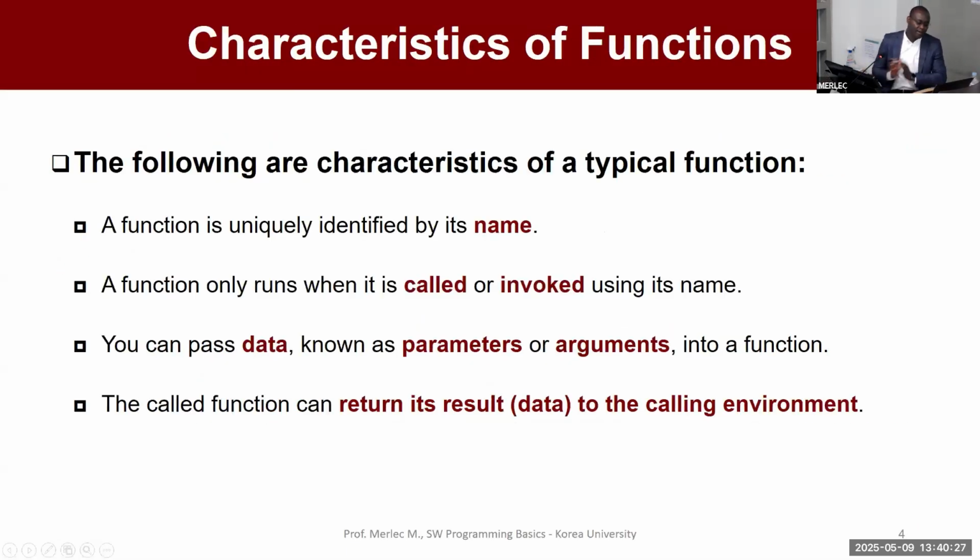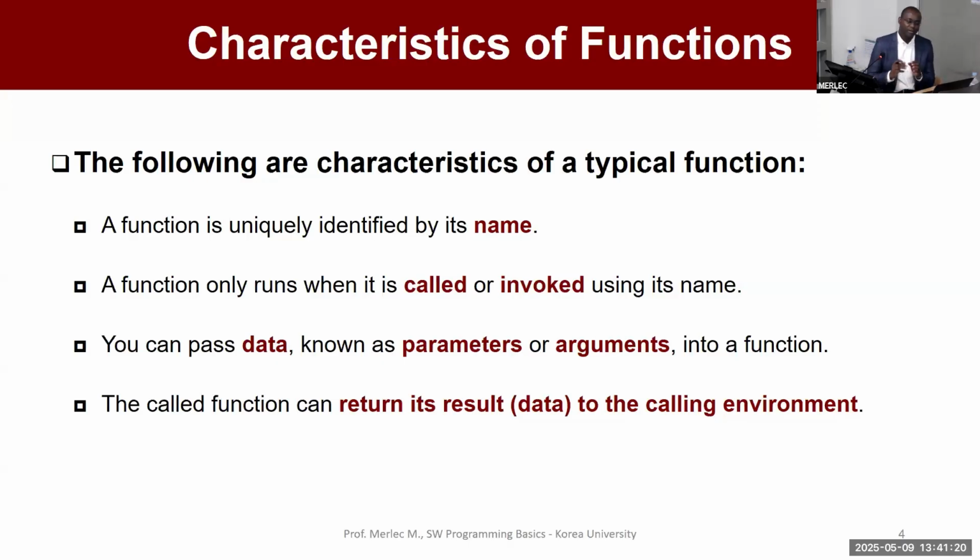The following are the characteristics of a function in Python. A function is defined with a unique name. Like any other object we have seen so far, it has an ID which identifies each object we define to be unique. The second characteristic is that a function can run only when it is called or invoked using its name. To run the function, we use its name, and the function can give back the result or the functionality we are expecting it to perform for us.